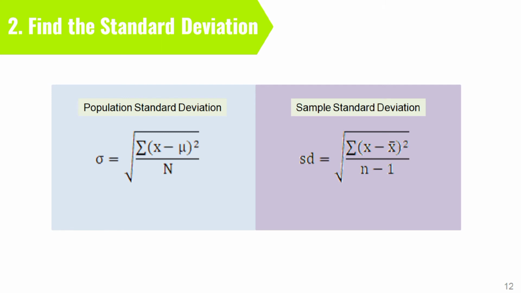After you get the mean, the second step is to find the standard deviation. If you want to get the population standard deviation, we have the formula. Population standard deviation, or that symbol which is called lowercase sigma, is equal to the square root of the summation of x minus population mean raised to the second power, all over n. And if you want to get the sample standard deviation, we have the formula. SD is equal to the square root of the summation of the quantity of x minus sample mean raised to the second power, all over n minus 1.